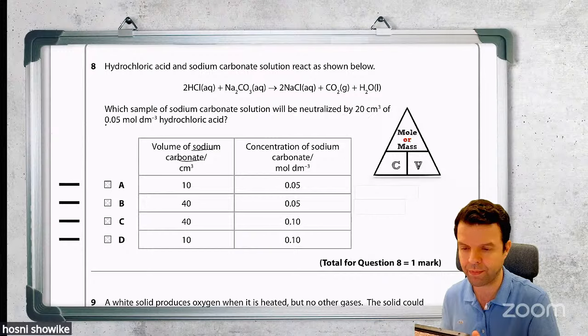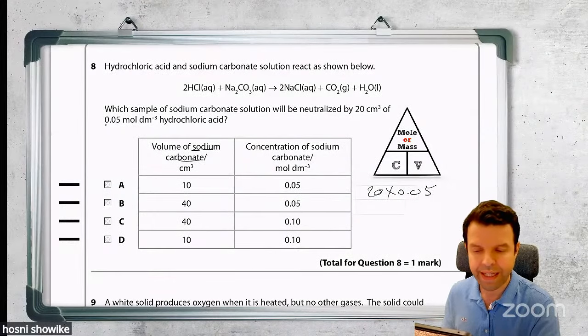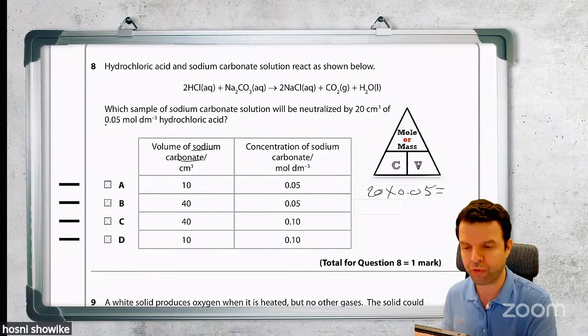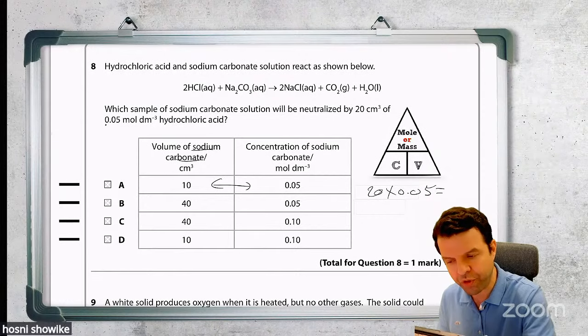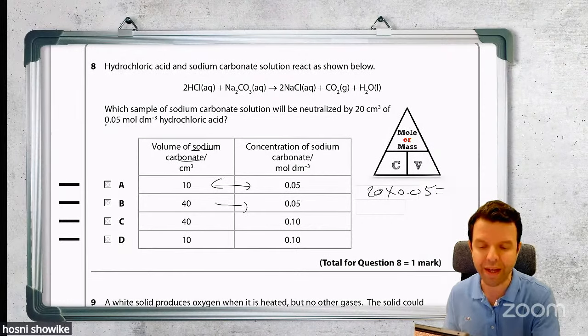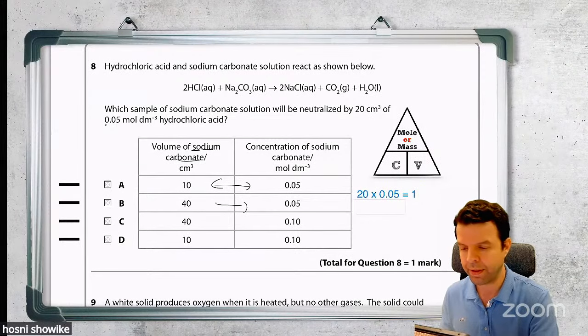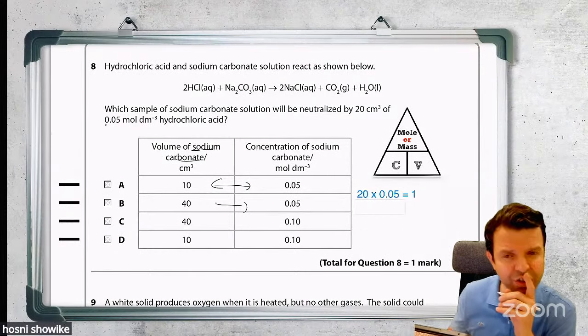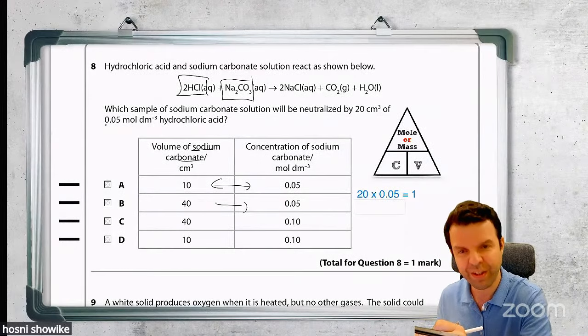I'm just going to keep it as it is. So in step 1, I'll say 20 times 0.05. That gives me the moles of my acid, right? And then I'll check which one of those options, if I multiply, gives me the exact same number of moles, okay? So which one of these would actually give me that same number?